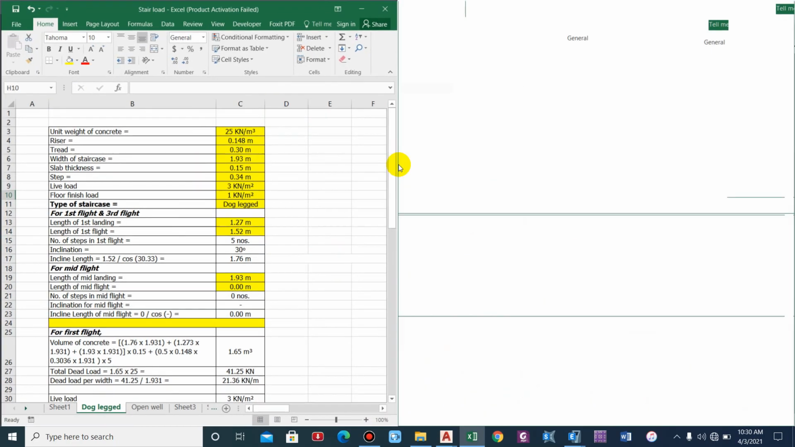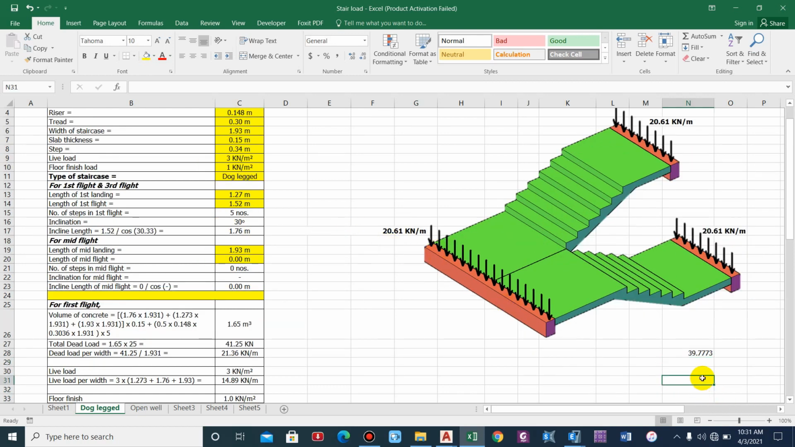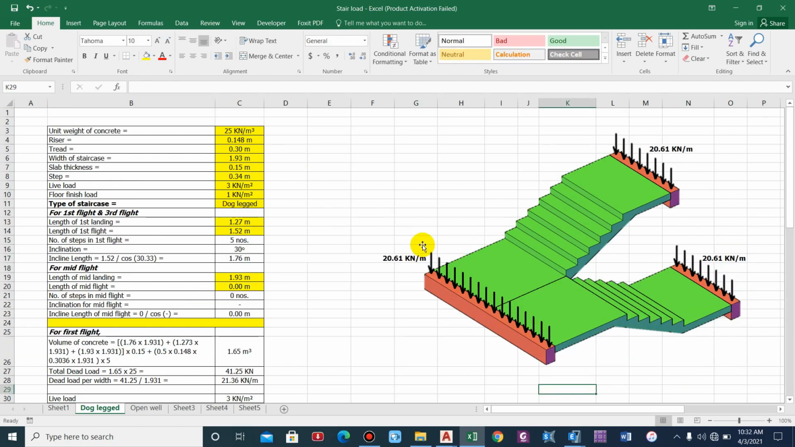Okay, let me make you clear about it. So this is how the load is being distributed: 20.61 kilonewton per meter on this beam, and 20.61 kilonewton per meter across this beam. So don't get confused. If we compute the width of the section as a point load, it is 20.61 into 1.93. This is the point load acting on this beam. For this beam the width is more, so it is 20.61 into 1.93 into 2, because two flights are resting on this beam. This will be the point load acting on this particular beam. So this is how the staircase load is computed for a dogleg staircase and applied on the beam.